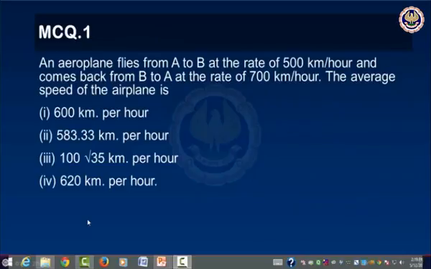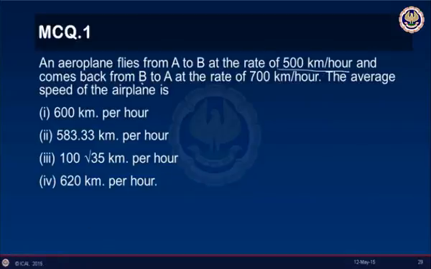An aeroplane flies from A to B at the rate of 500 km per hour and comes back from B to A at the rate of 700 km per hour. The average speed of the aeroplane is. Already we have discussed the harmonic mean formula for two numbers. When the distance A to B is constant, and the distance B to A is also the same, in that case we apply the harmonic mean for two numbers to find the average speed, and the average is 2xy by x plus y.